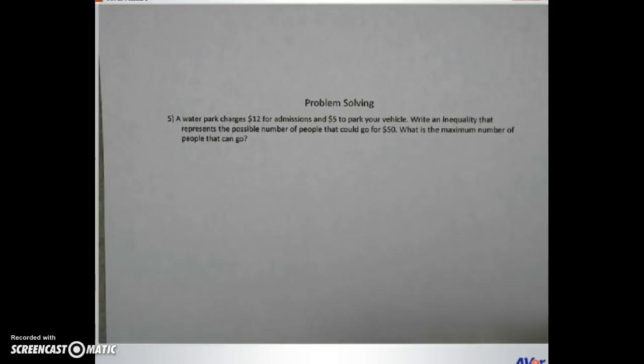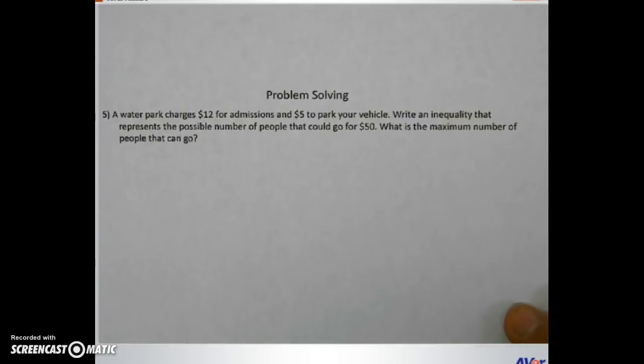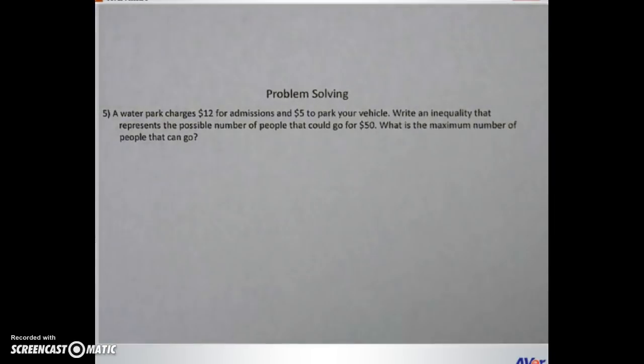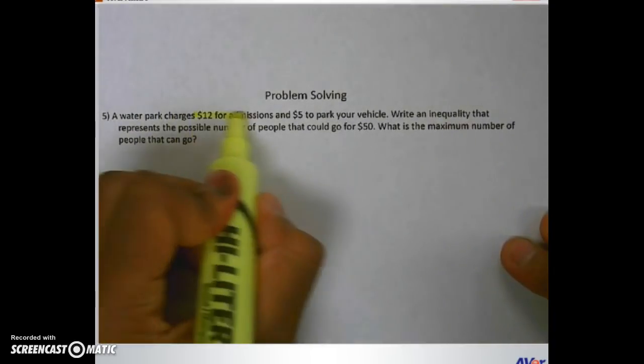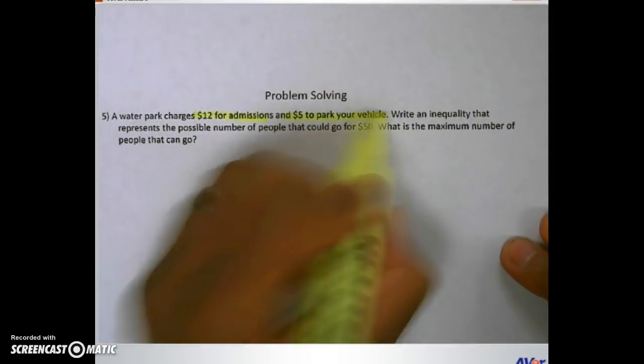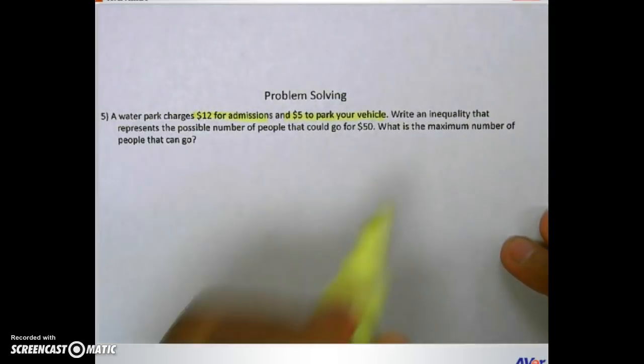Okay, lastly, problem solving. A water park, ooh, let's zoom in just a little bit. A water park charges $12 for admissions. That seems important. I do have a highlighter, so let me go ahead and use it. $12 for admissions and $5 to park my car. That's kind of cheap nowadays.